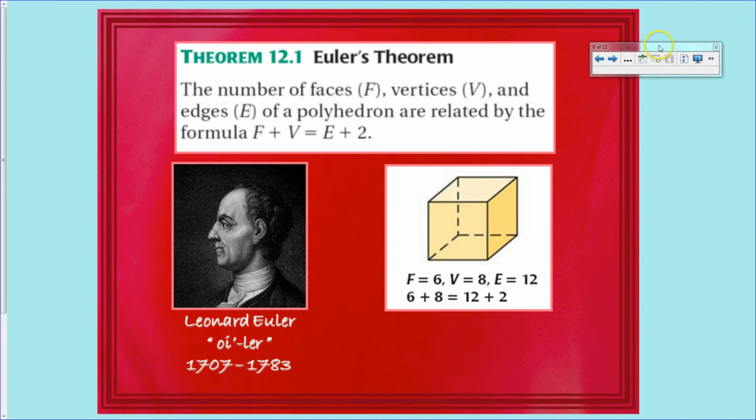Euler's theorem, that is pronounced "Oiler," and he came up with this theorem. It's theorem 12.1. You're not going to use it very often, but you might get a problem or two asking about it, which simply states that the number of faces of a solid plus the number of vertices in a solid is equal to the number of edges in a solid plus 2. So you can do that for any polyhedron.